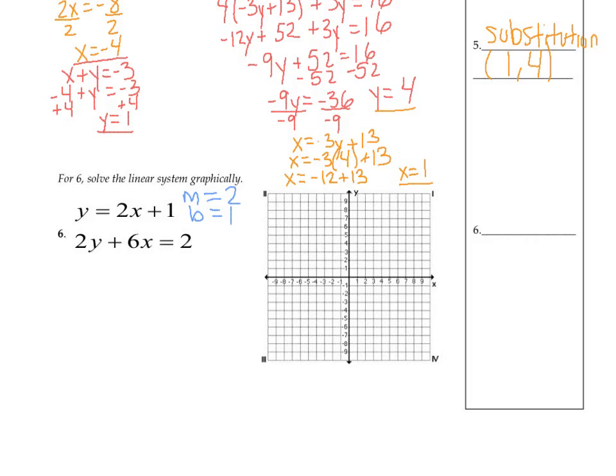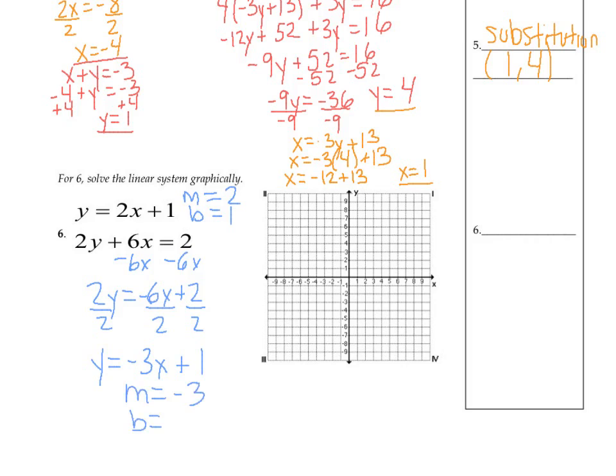On our second equation, we can't list our m and our b until we solve this system for y so that it's in y equals mx plus b form. So to do that, we would have to subtract 6x from both sides. So we would have 2y equals negative 6x plus 2. And then we would divide both sides by 2, so everything on that right would be divided by 2. And we get y equals negative 3x plus 1. Then we can list our m and our b. So our m here is negative 3, and our b is 1.